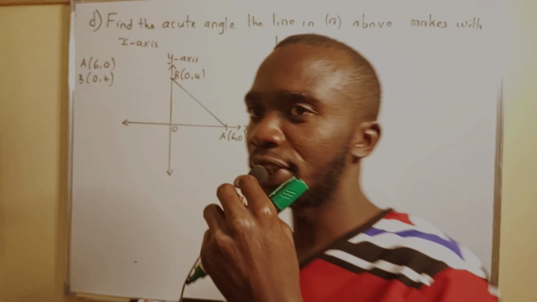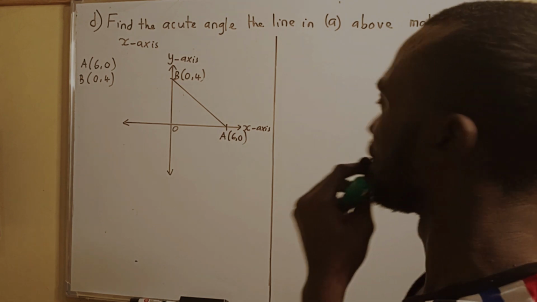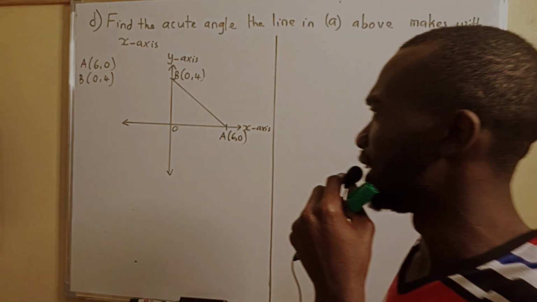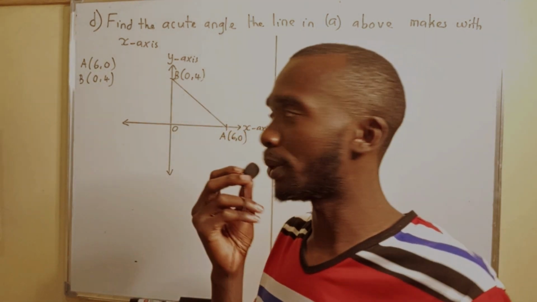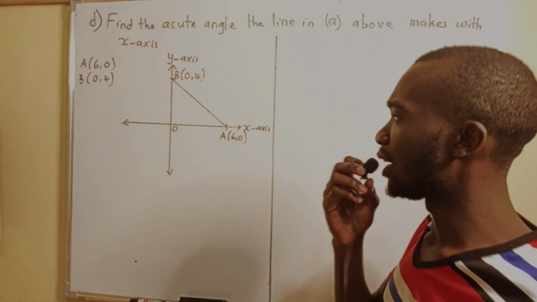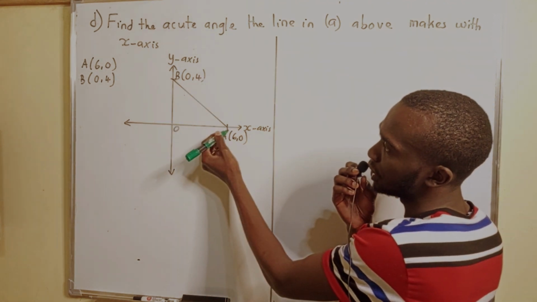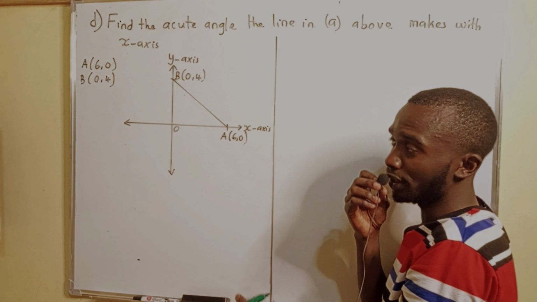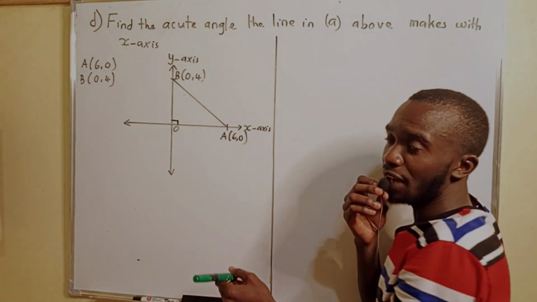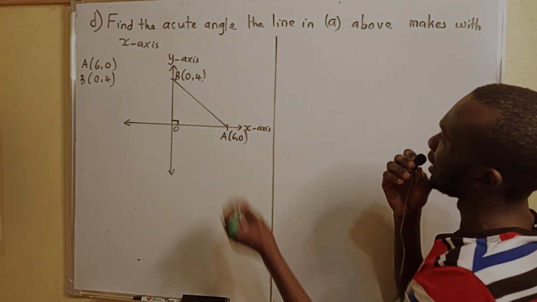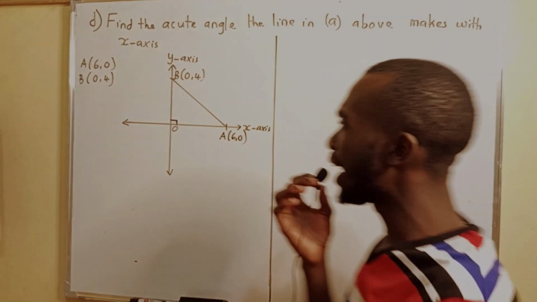Now again, part D: find the acute angle the line in A above makes with the x-axis. This question is very, very easy. We had already plotted the line on the Cartesian plane. The coordinate of point A, the x-intercept, has 6 divisions, and the vertical one has 4 divisions, that is the y-intercept, point B. And this angle here is 90 degrees. So the line AB, which we have just drawn, makes which angle with the x-axis?